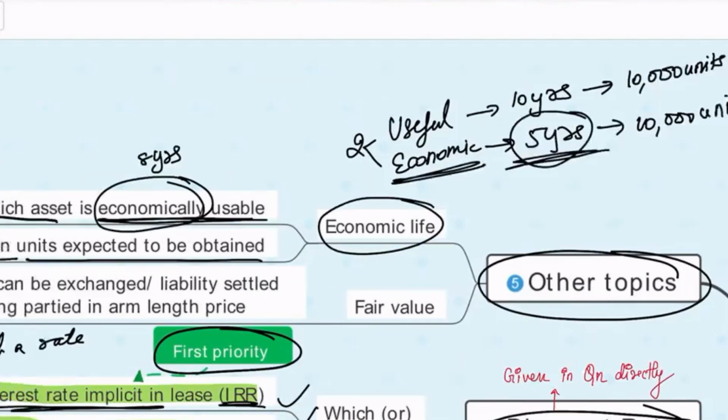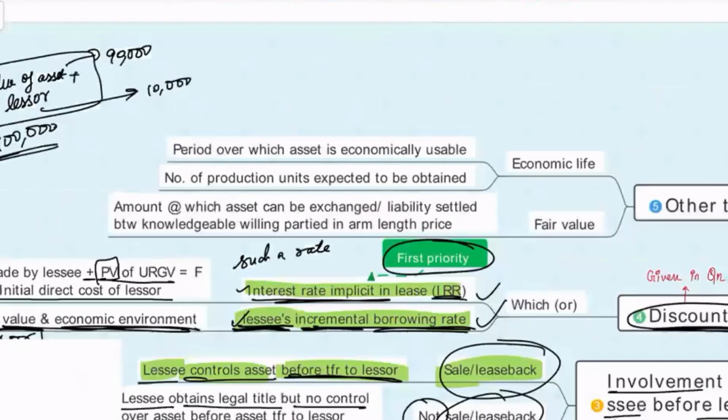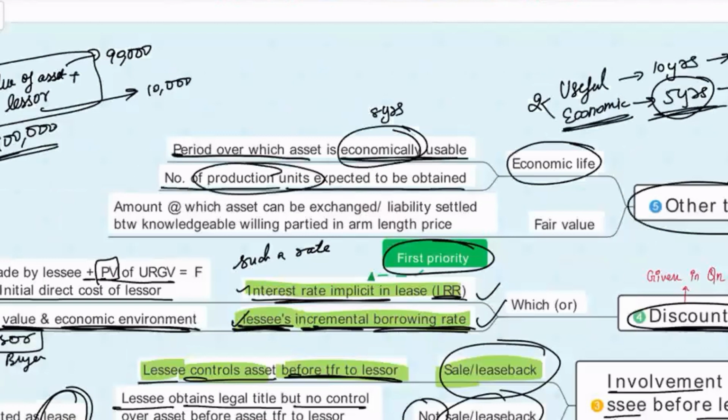Okay, so it can be dependent on your production units, or it might be how much you are economically able to use it, or how much benefit you are able to get from it.